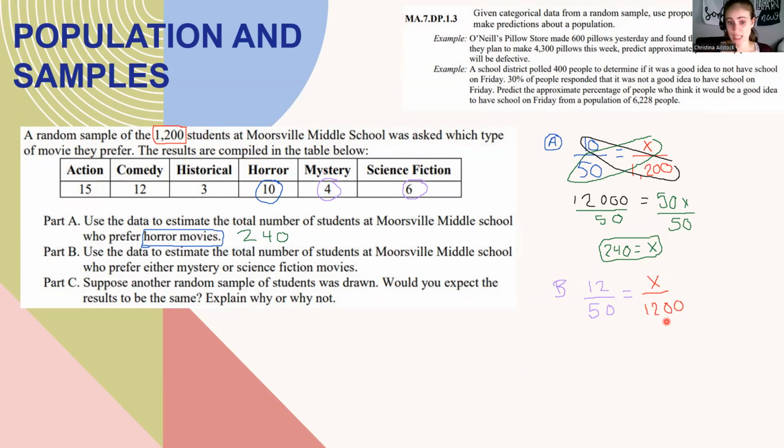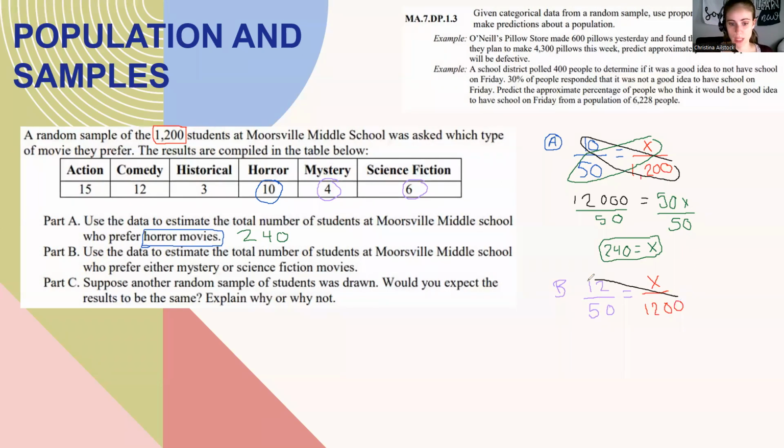Sometimes what I even like to do is I label the fraction so I don't forget. Like I could have written out 12 mystery/science fiction over 50 total. And then that helps me visually see the labels. So when I set up my second ratio, my second fraction, I can make sure I have the numbers in the right places so the labels are the same all the way across. All right, now let's get back to solving.